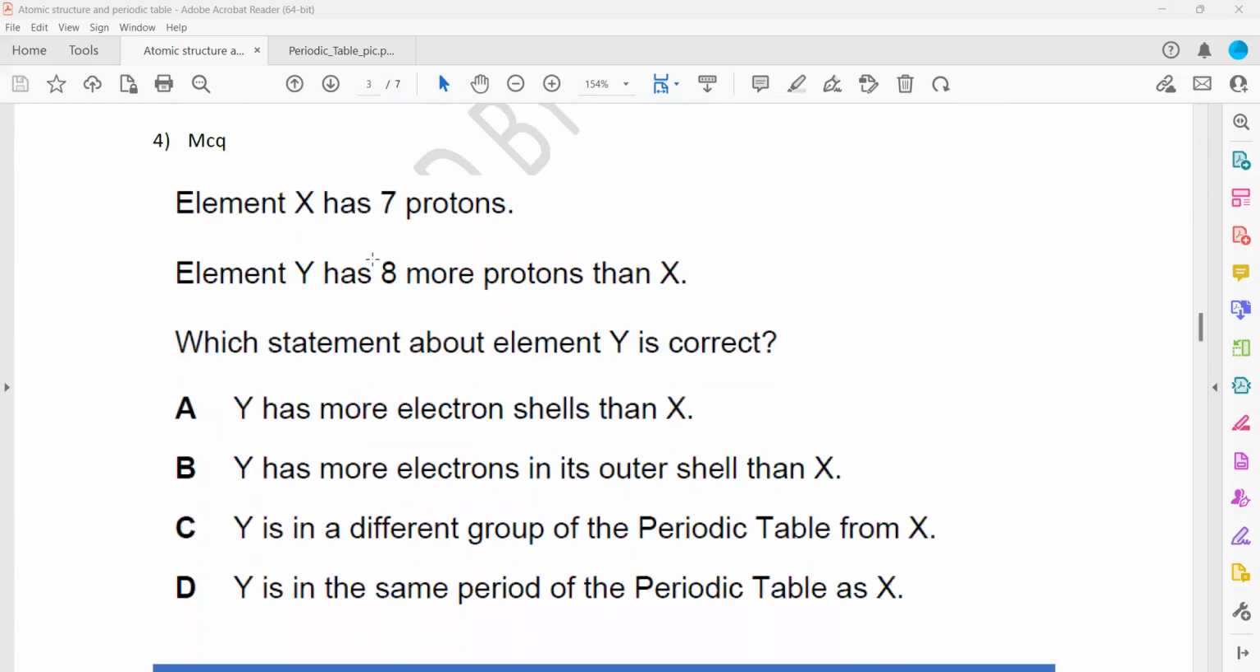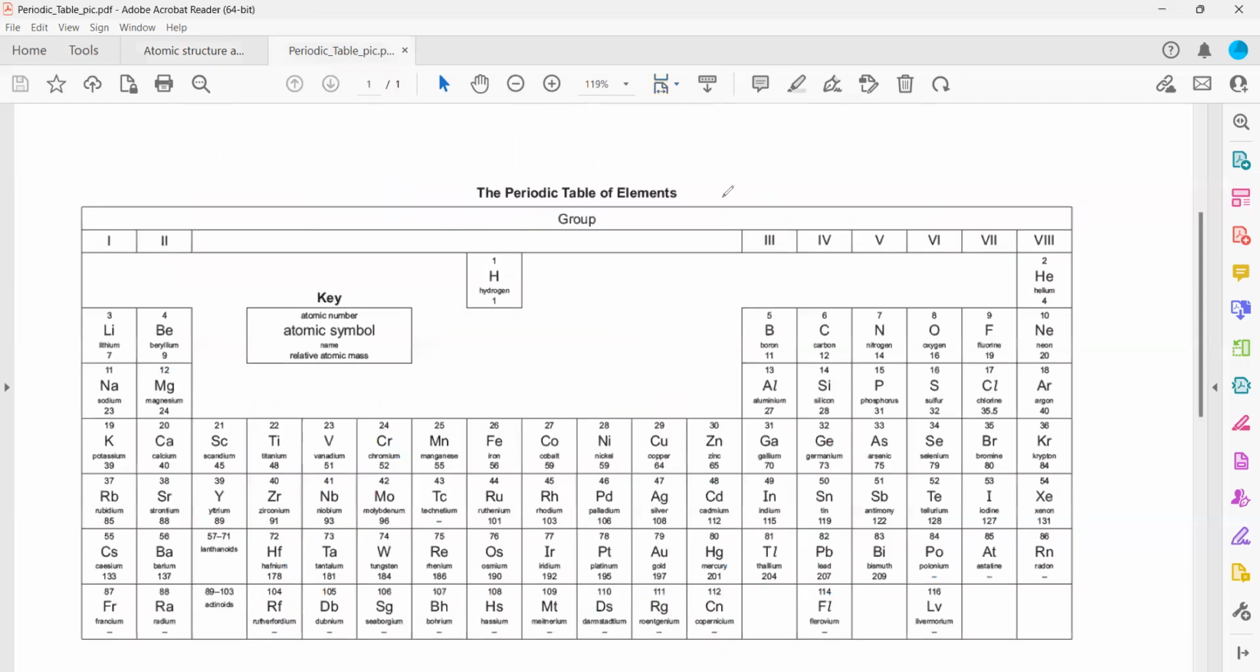Then element X has 7 protons and element Y has 8 more protons. Which statement is correct about them? For 7 protons, you can use the periodic table. Which element has 7 protons? 7 protons is nitrogen, so this is element X.